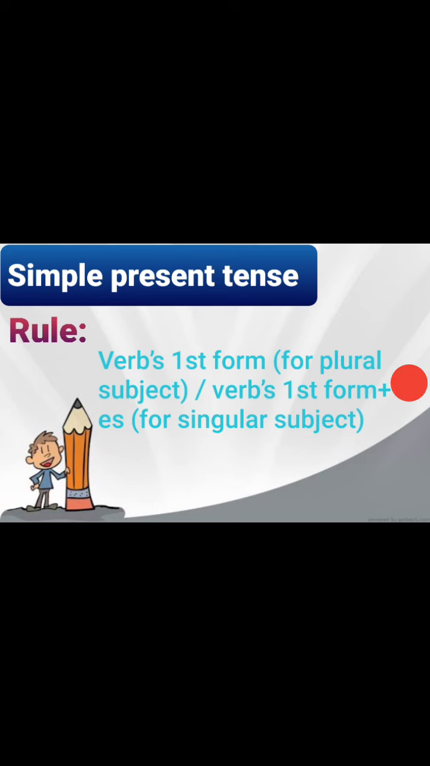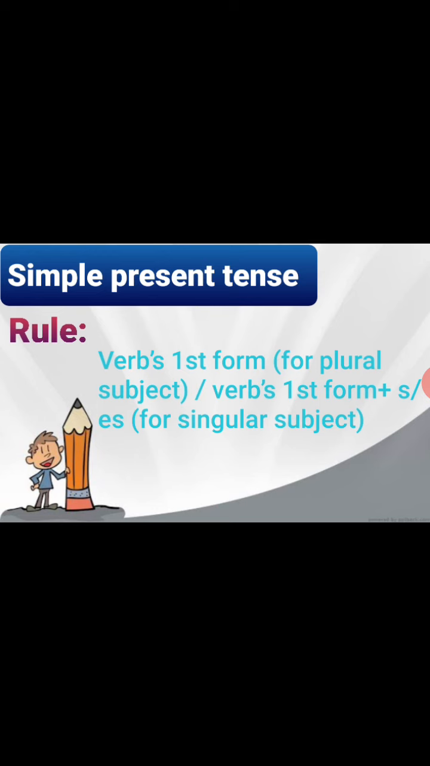Students, each sentence begins with the subject and ends with the object, right? And what comes between the subject and object? That is called the verb. Now, students, the rule of simple present tense is: verb first form for the plural subject and verb first form plus s or es for the singular subject. Students, when we talk about plural, it means many, and when we talk about singular, it means a single subject.